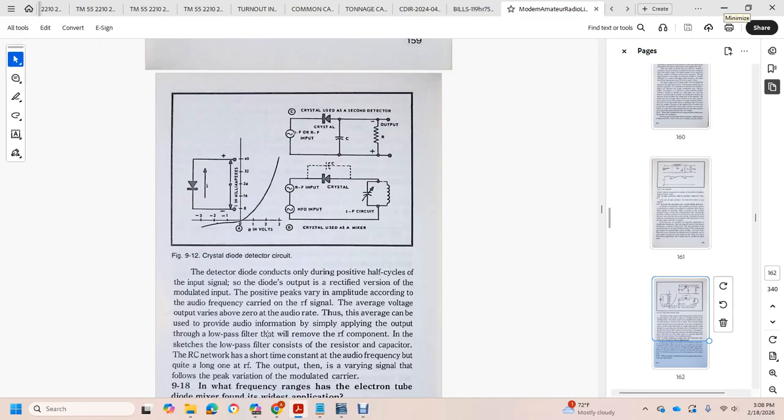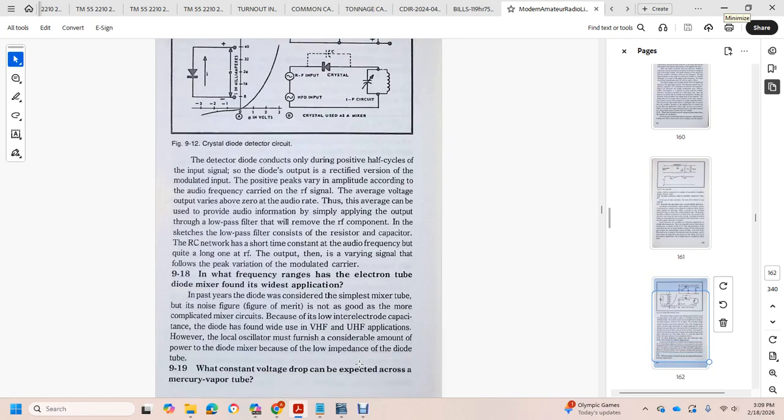Average voltage output will vary above zero at the audio rate, providing the audio information. Simply amplifying the output through the low pass filter removes the radio frequency component. The low pass filter consists of a resistor and capacitor network with a short time constant relative to the audio frequency, but long relative to the radio frequency output, so the output follows the peak variation of the modulated carrier.